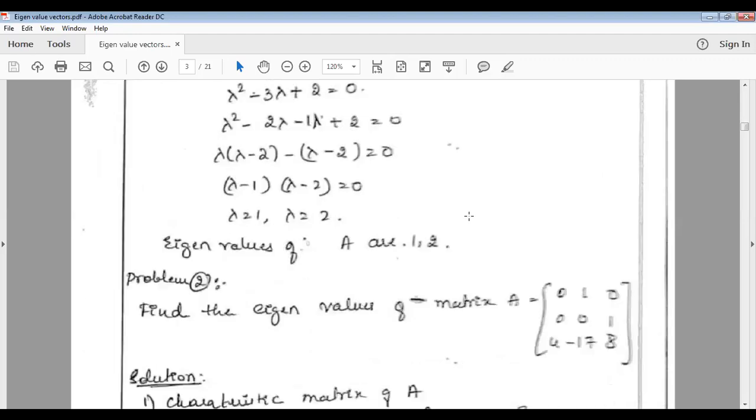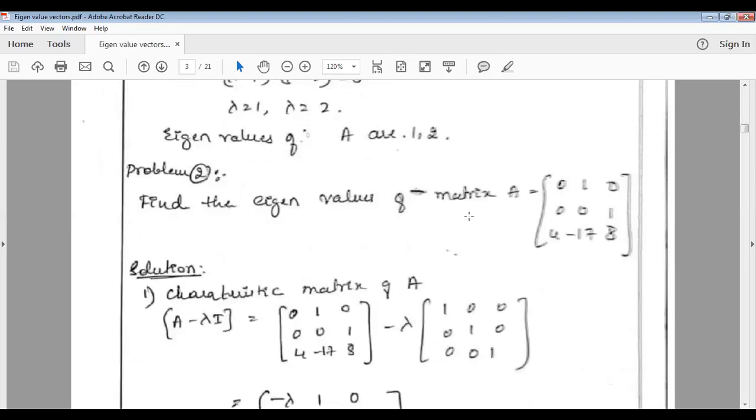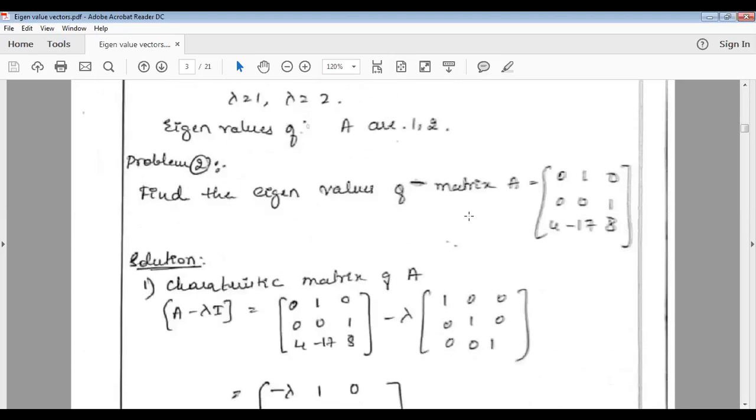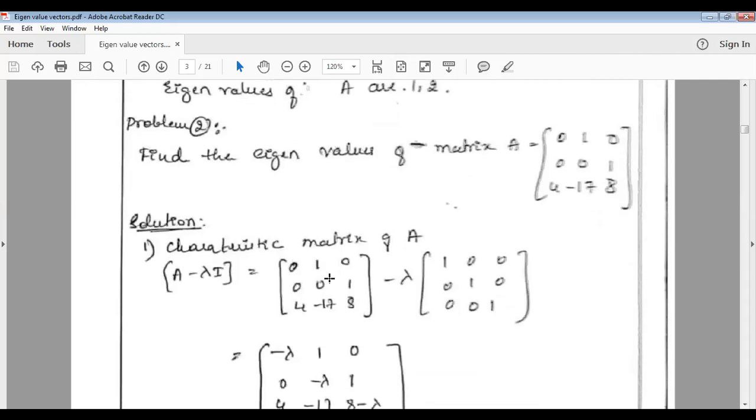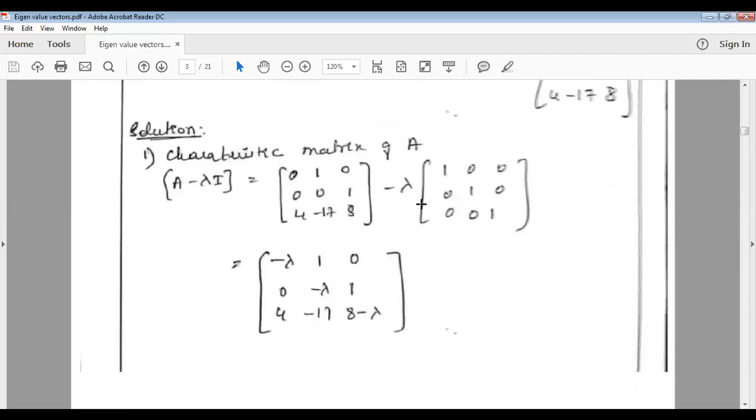Right? So let's try to solve another problem. Okay, I've solved this for you. I will share this PDF also with you. So you are given: find the eigenvalues of the matrix, and the matrix A is 0, 1, 0, 0, 0, 1, and 4, minus 17, and 8. So it's a 3 cross 3 matrix. Therefore, the identity matrix to be used will also be a 3 cross 3 matrix. So across the main diagonal, you will have all ones, whereas on all other sides, you're going to have zeros, right?